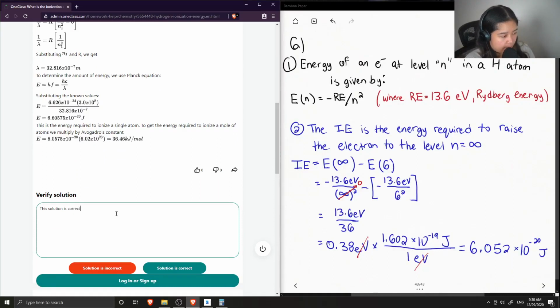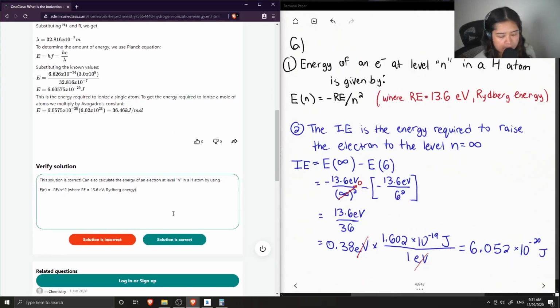I'll just also write in that you can also calculate the energy of an electron at level n in a hydrogen atom by using, where RE is equal to 13.6 eV, which is Rydberg energy.